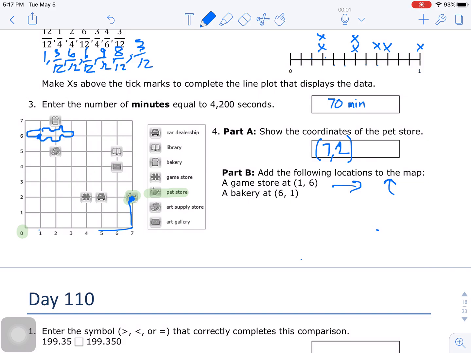Okay, then we have a bakery at 6, 1. So we're going to start at 0, 0. We're going to go over 6. We're going to go up 1. And that is our bakery. And our bakery looks like a little piece of bread. So let's see if I can... There's the bakery. All right, so there you have it.